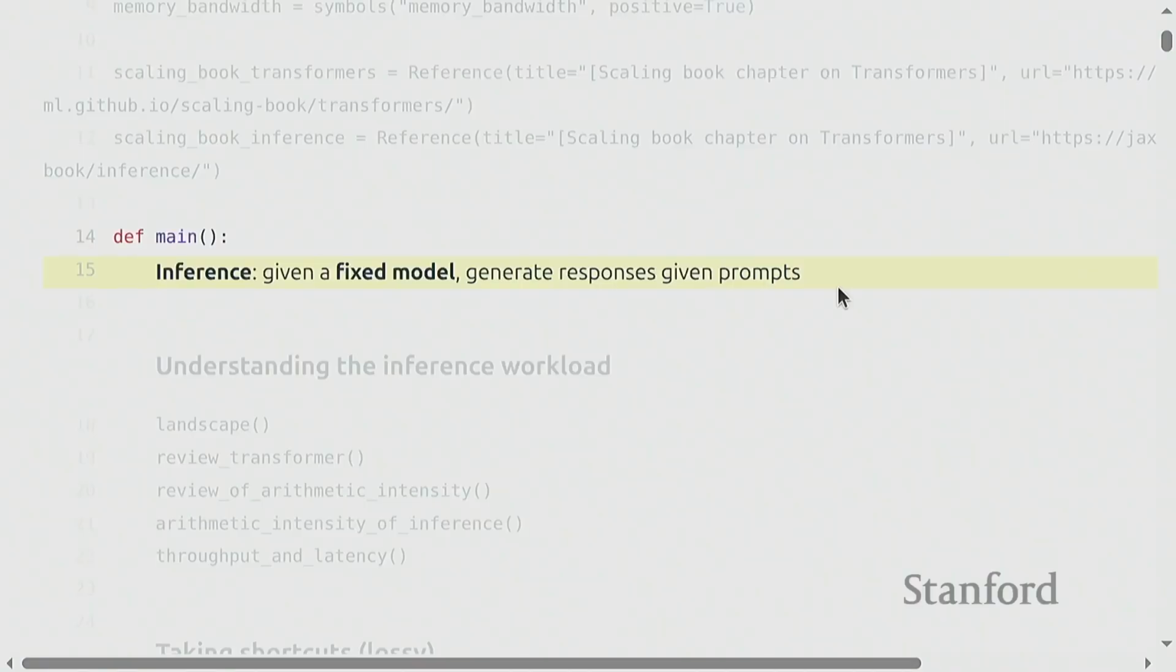So this is lecture 10. We're going to take a brief respite from scaling laws, and we're going to talk about inference. So the question of inference is a very simple one. Given a fixed model that we've trained, generate responses given prompts. Okay?